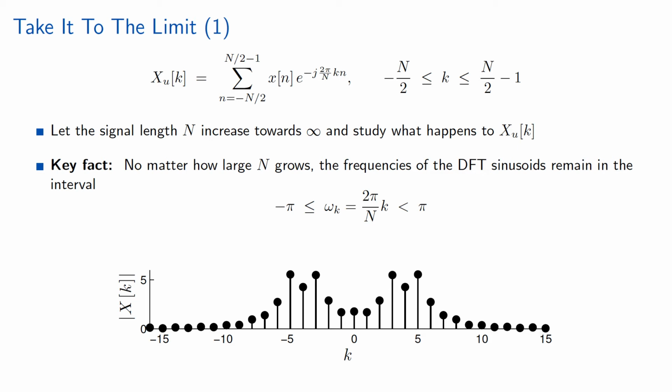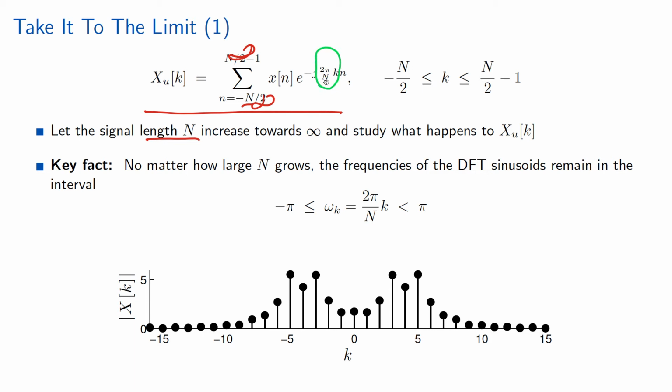What we're going to do is we're going to start with the forward DFT formula, and we're going to let n increase towards infinity. Okay, and two things are going to happen, right? The first thing that's going to happen is these sum bounds are going to become plus infinity and minus infinity. That's easy. So we're going to be looking at an infinitely long signal.